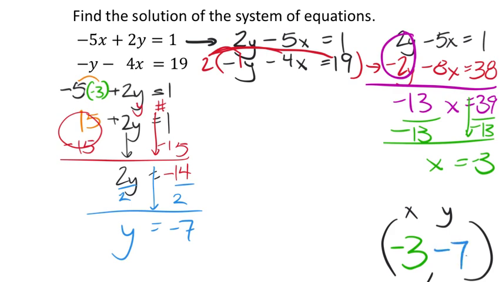But let's just check to make sure. So back at the top here, I've got -5 times -3. That'd be 15 plus 2 times -7, which is -14. 15 minus 14 is 1. So that first one checks off. The second equation would be -7 minus 4 times -3. It'd be -12. It'd really be, what did I get? 7 plus 12, which is 19. So that one checks off too.